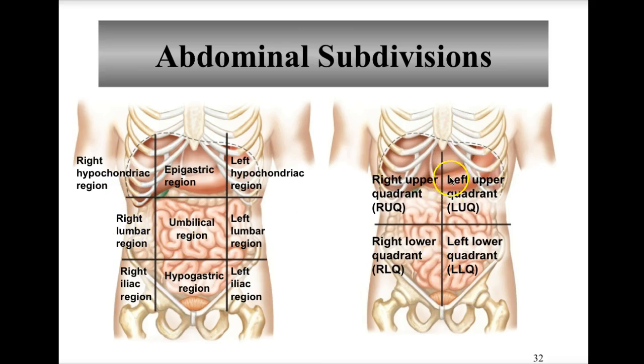You also have it divided into 4 quadrants, which you can see here. The right upper quadrant, abbreviated RUQ. The left upper quadrant, abbreviated LUQ. The right lower quadrant, abbreviated RLQ. And the left lower quadrant, abbreviated LLQ.